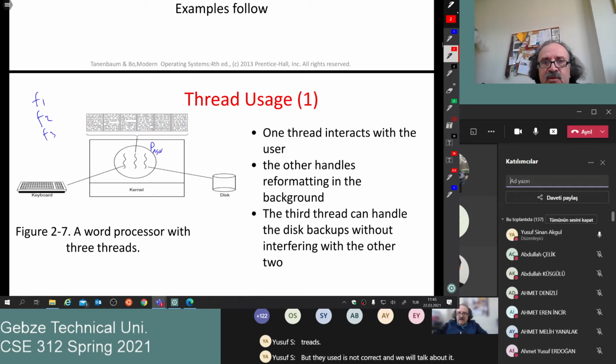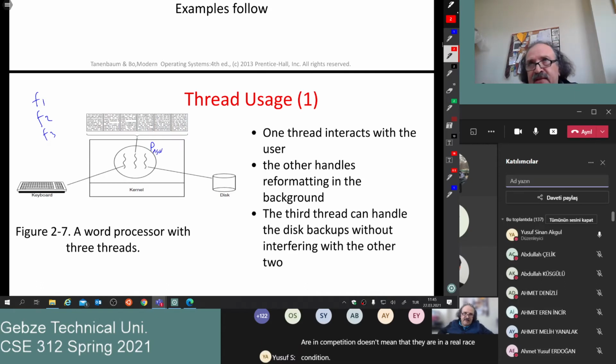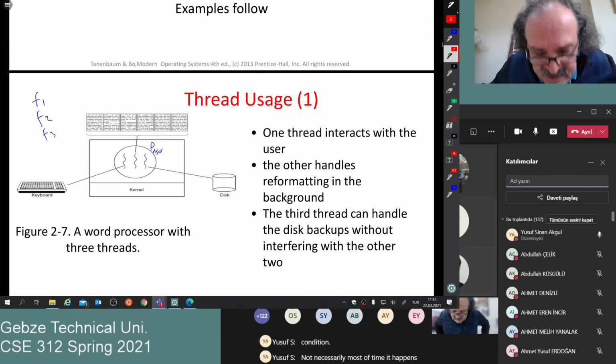Two processes being in competition doesn't mean that they are in a race condition. Not necessarily. Most of the time it happens, but not necessarily. Okay.